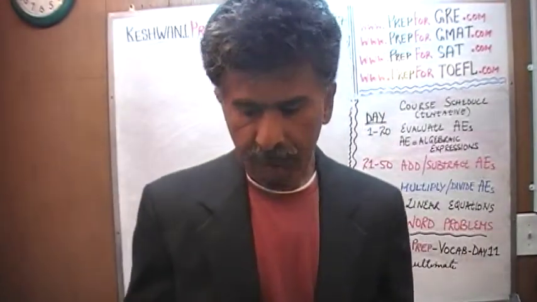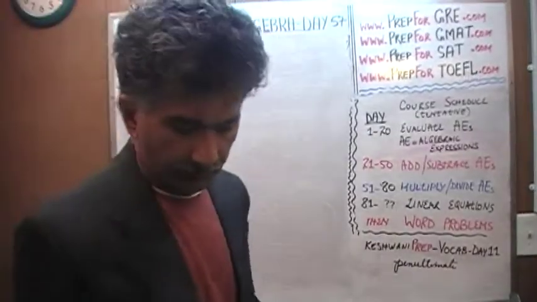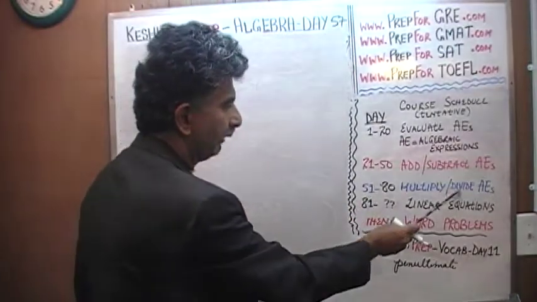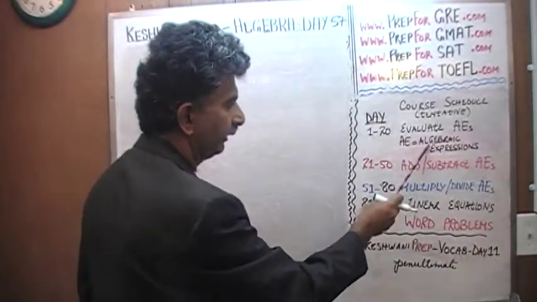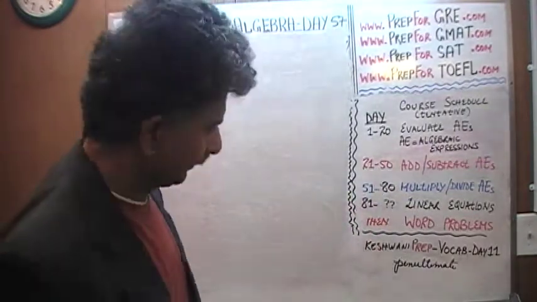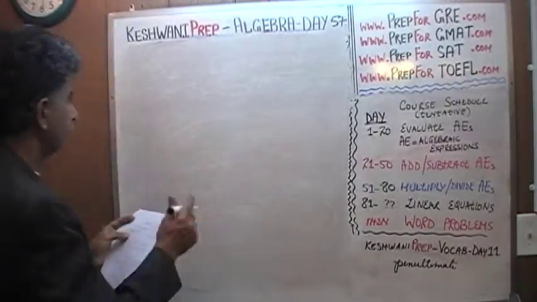We are here because we want to learn algebra. Today is our day number 57, lesson number 57. We are learning at this stage how to multiply and divide algebraic expressions, days 51 through 80, and today is 57. Here's the problem for today.